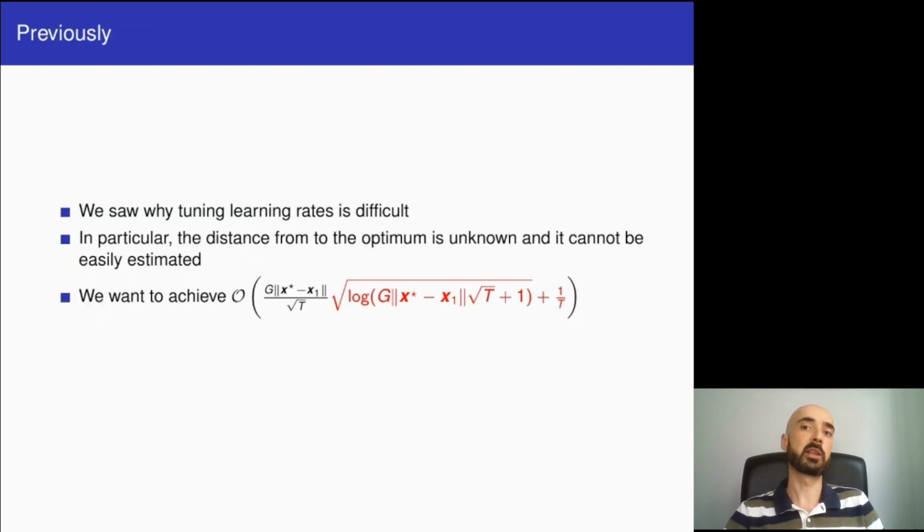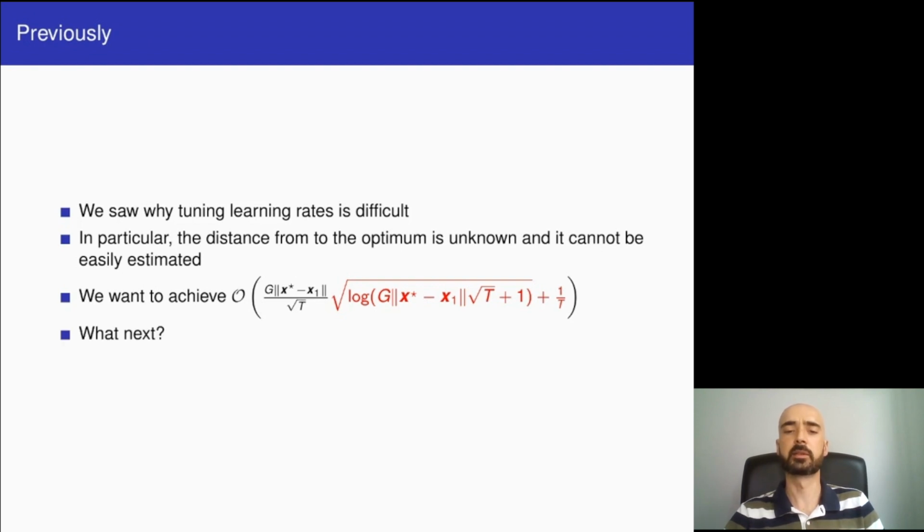Now, remember what we did in the previous part. We saw why tuning learning rate is difficult. In particular, the key quantity is this distance between the initial solution and the optimal one that is unknown, and it cannot be easily estimated. So the only thing that we can aim for is a convergence rate of this form, where you have to pay this additional term because you don't have this information.